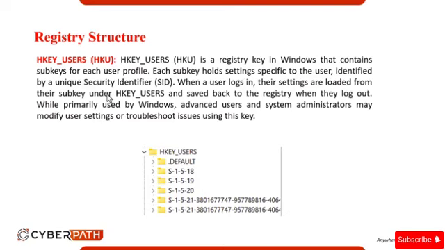HKU, HK users, is a registry key in Windows that contains subkeys for each user profile. Each subkey holds settings specific to the user, identified by a unique security identifier. When a user logs in, their settings are loaded from their subkey under HK users and saved back to the registry when they log out. While primarily used by Windows, advanced users and system administrators may modify user settings or troubleshoot issues using this key.